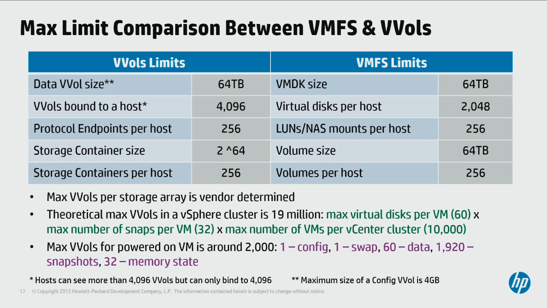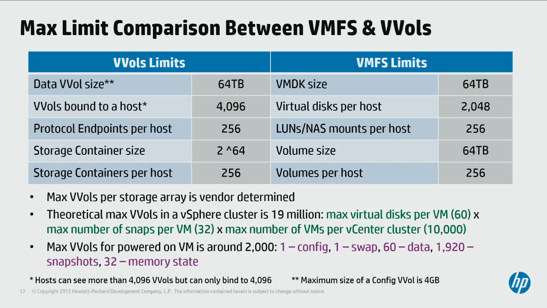The theoretical max VVols in a vSphere cluster is 19 million that you could have. And that's really just by doing the math of the max virtual disks per VM, which is 60, times the max number of snapshots per VM, which is 32, times the max number of VMs per vCenter server, which is 10,000.